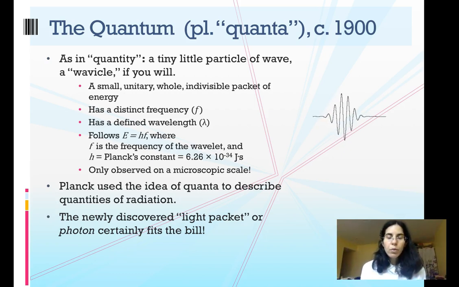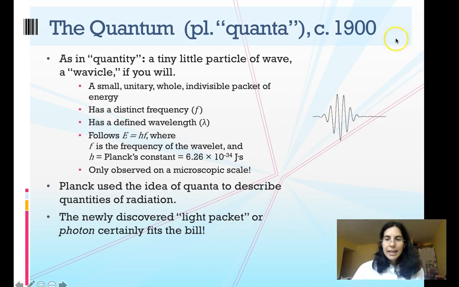Quantum was a word coined about 1900. Notice we're talking even before the photoelectric effect results were published. A quantum, which is sort of a micro singular of the word quantity, that's where it comes from, means a little tiny particle of wave. In English, we tried the word wavicle, but it just didn't catch on outside of physics circles. A quantum is a small unitary, indivisible packet of energy. It's completely whole. You can't cut it in half.